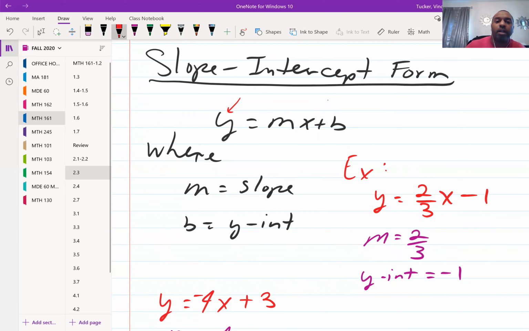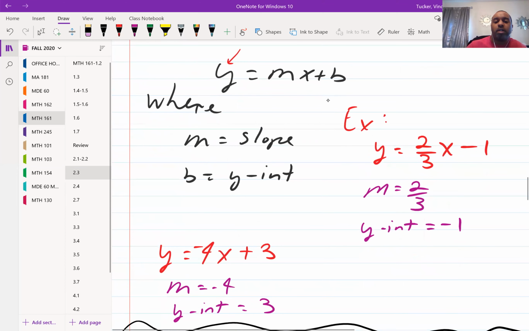The reason I want to point that out is because a lot of times people will write the slope as 2/3 x. And of course, that's incorrect. x is not a part of your slope. The slope is 2/3. It's the number that's sitting in front of x. That is your slope. So your slope was 2/3. Your y-intercept is -1. Same thing in that bottom one. We have y equals -4x plus 3. Your slope is -4. Your y-intercept is 3.